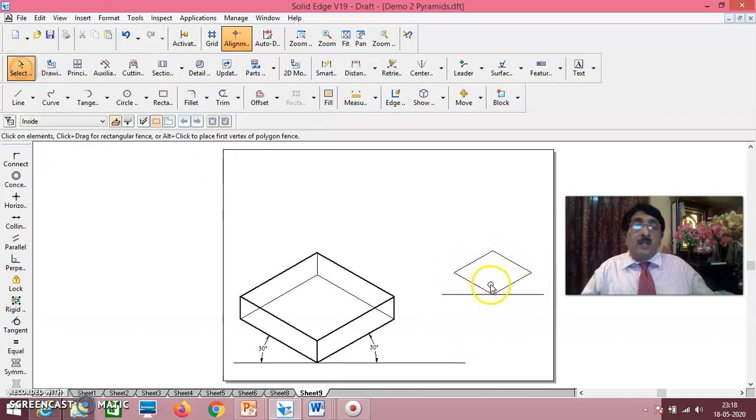If you observe here, this is 40. Can you understand? 40, 40, 40 and 40. Okay, this you got. This is a frustum of a square pyramid. That means it is the cut portion of a pyramid.